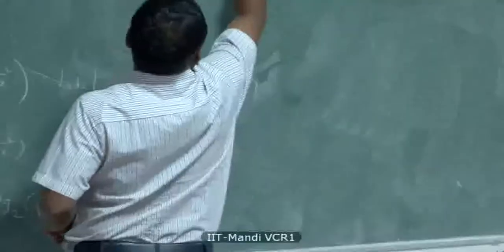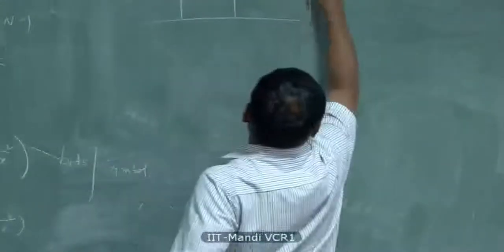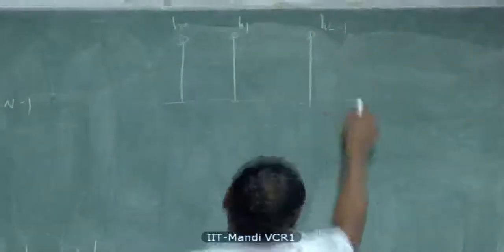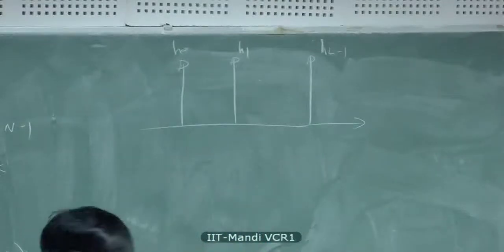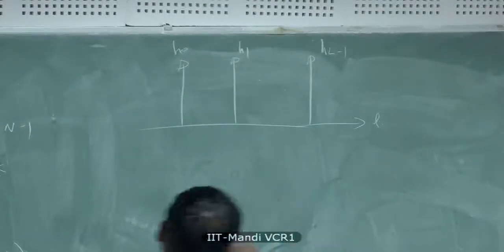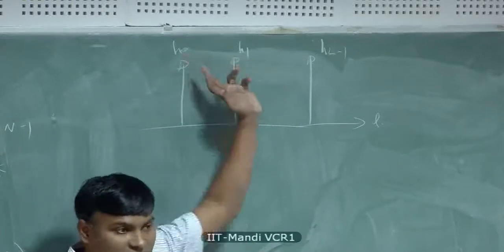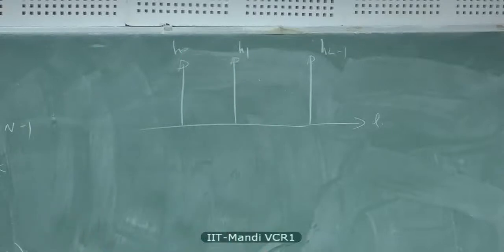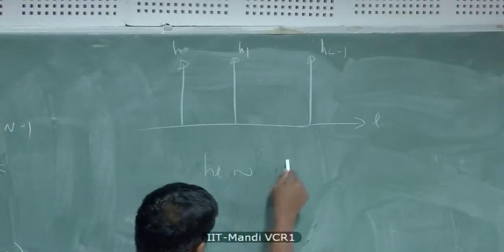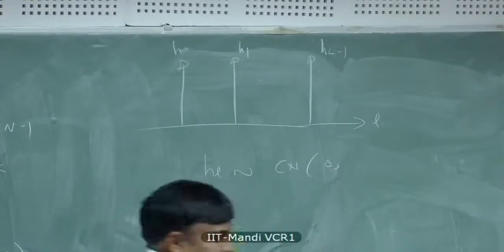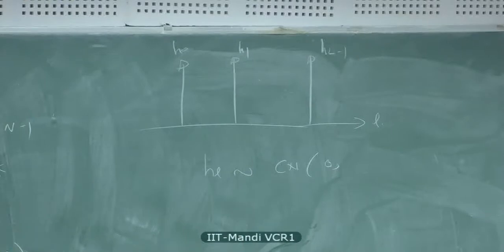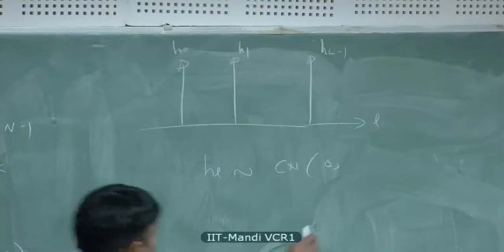So pictorially, the channel is something like this: h_0, h_1 up till h_{L-1}. That's in time domain, the index l. And these taps h_l can be modeled as complex Gaussian random variables with zero mean. We'll introduce a model here where we assume that all the taps have equal average power. Just a model, and it turns out to be a pretty good model.